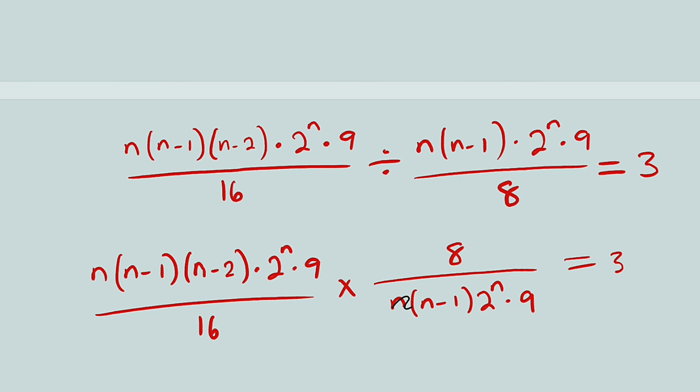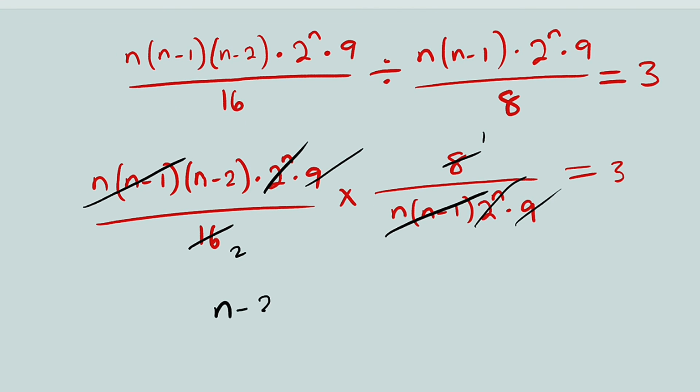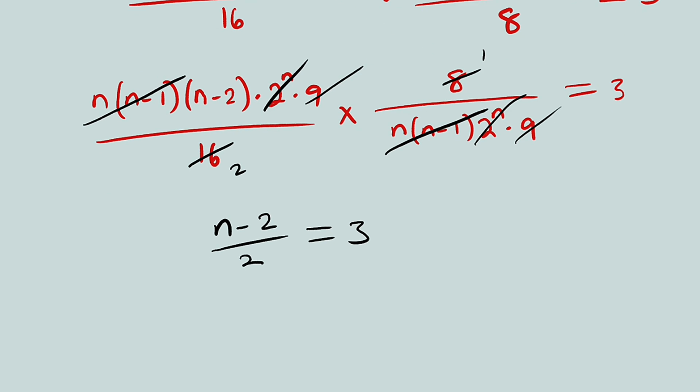From here, n multiplied by (n minus 1) will cancel n multiplied by (n minus 1). 2 to the power of n will cancel 2 to the power of n. 9 will cancel 9. What do we have? 8 into 8 is 1 and 8 into 16 is 2. So what we have left is nothing but just (n minus 2) divided by 2, which is equal to 3, because we do not have anything else left. Multiply both sides by 2. We have n minus 2 equal to 6.